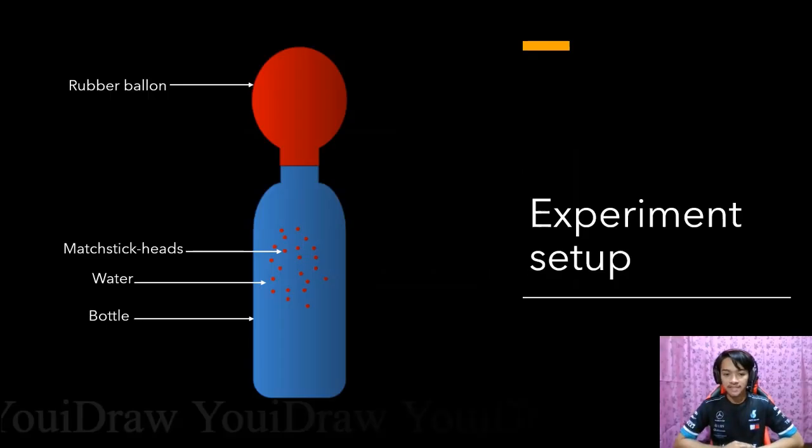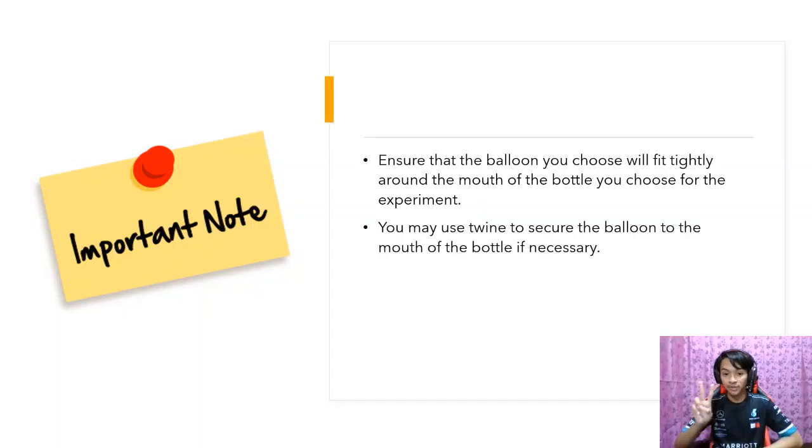So, as you can see, this is what the experiment setup looks like. However, there are two precautions that need to be considered when doing the experiment. Firstly, ensure the balloon that was chosen fits tightly around the mouth of the bottle. Secondly, twine might be used to secure the balloon to the mouth of the bottle if necessary.